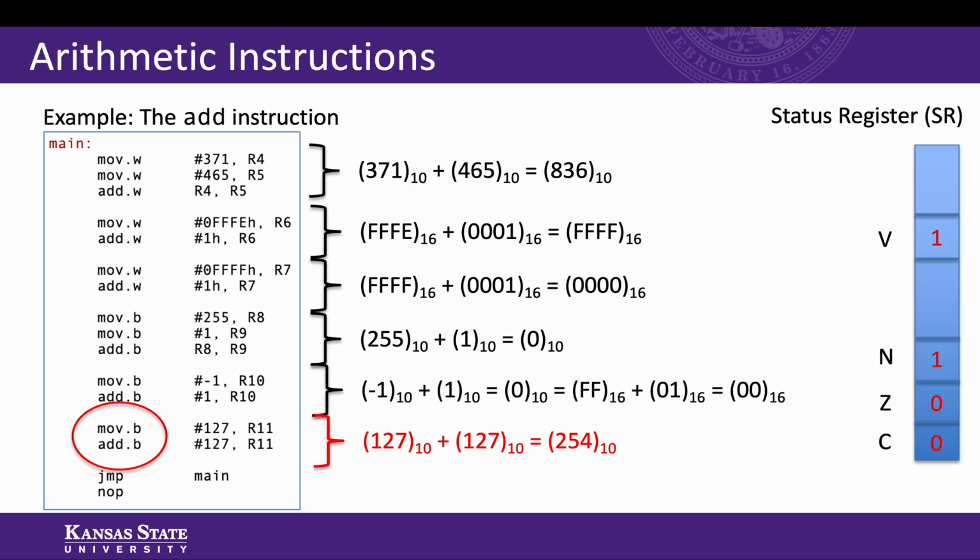Okay, and then finally, the last set there, we're going to add 127 in decimal with 127 in decimal, which is 254. Now, this is a byte operation, and so when we do this, of course, we get 254, but we get a carry out of 0, right? There's no carry out. And the answer is not 0, certainly not.